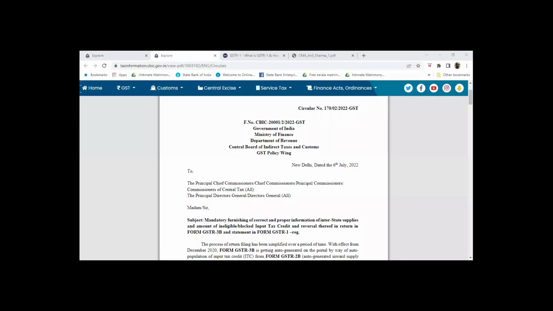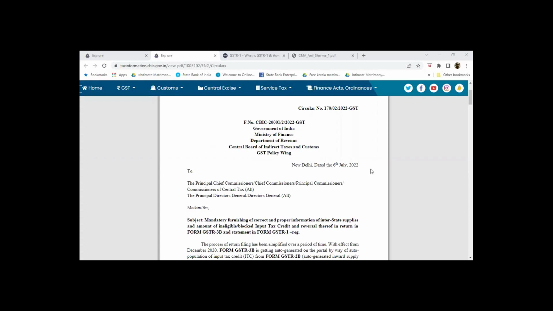CBIC has clarified various issues related to entry of data in Form GSTR 3B. Let's see the issues addressed. Circular number 170/02/2022 GST dated 6th July 2022.